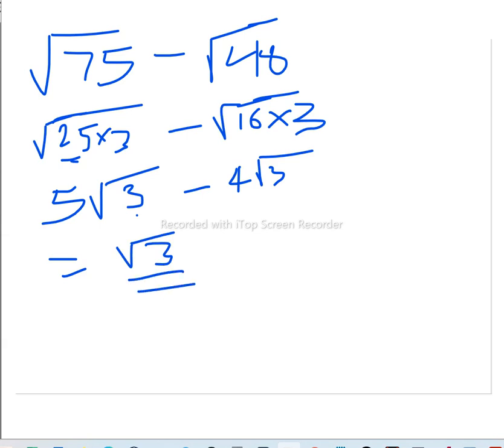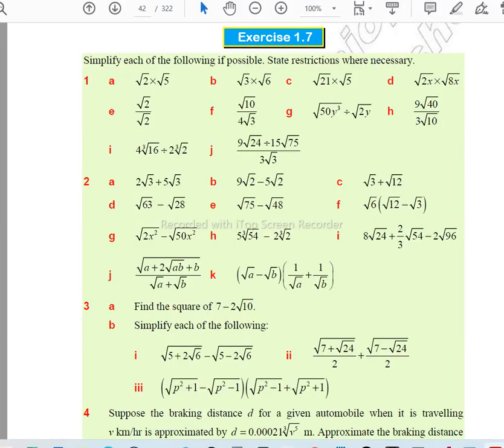So we subtract 4 from 5 and we will get 1. So the final answer will be square root of 3. This is the final simplification for this question. Let us move to the next question. We will jump F and let us do G, which says square root of 2x squared minus square root of 50x squared. Let us do this.